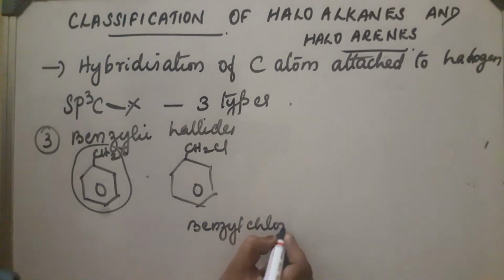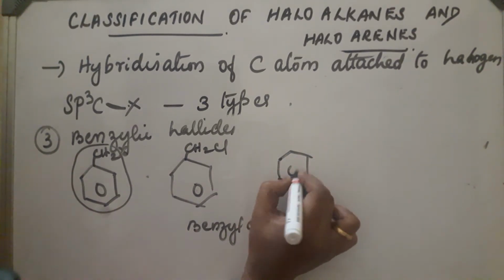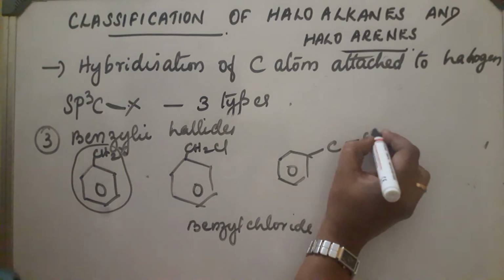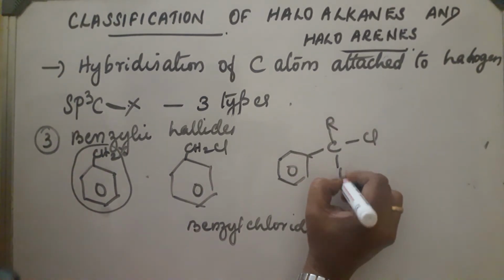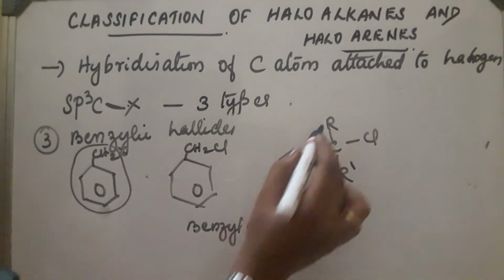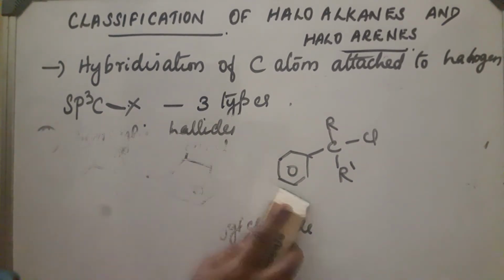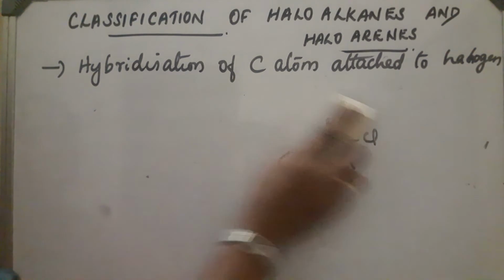We can also draw the compound with different alkyl groups on the carbon bearing chlorine, denoted as R, R dash, etc. R may be H or CH3, and R dash may be H or CH3. Depending upon that, we can name the compound. These compounds are called benzylic halides. Example, benzyl chloride.